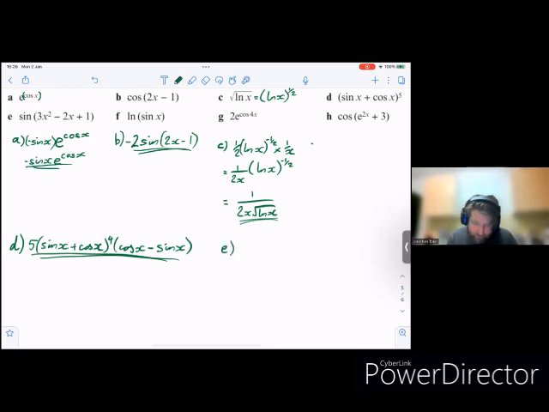Part E, treat this as sine x. So when I differentiate it, it becomes cos of the bracket. Now we've got to multiply by the derivative of that bracket, and the derivative of that bracket is 6x minus 2. There's a common factor there of 2, so I'm going to take that out as well. So we get 2 bracket 3x minus 1 cos 3x squared minus 2x plus 1.